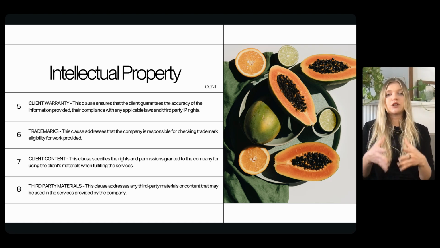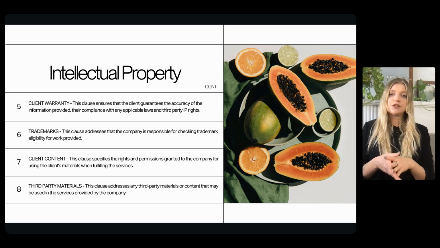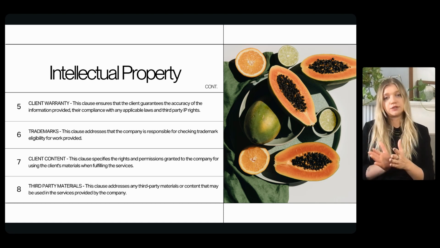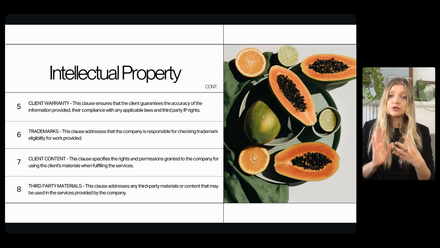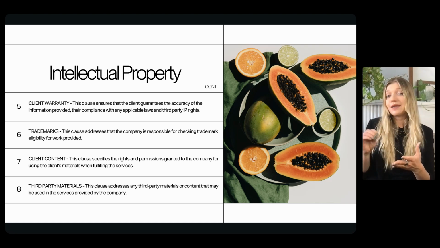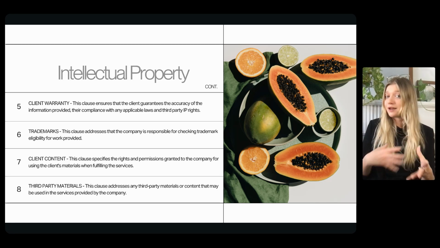Client content. If you are sharing this work on your portfolio, make sure that you have a clause that clearly states any trademarks or anything previously owned by the client is still theirs and you aren't infringing on their rights by putting something on your portfolio. Third-party materials. This is for all of those designers and programmers out there. If you utilize third-party materials like fonts, make sure that you make it clear in your contract that you have warned your client that they are third-party materials and they may need to buy a license for them. And if they use them and don't purchase the license, you are not liable.